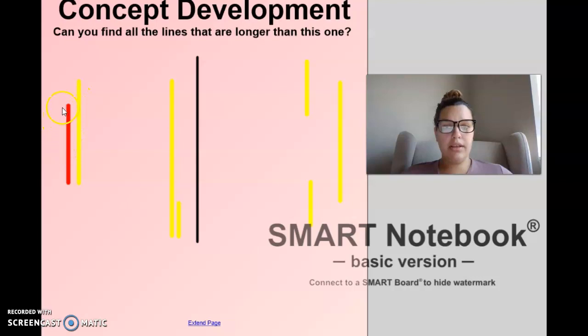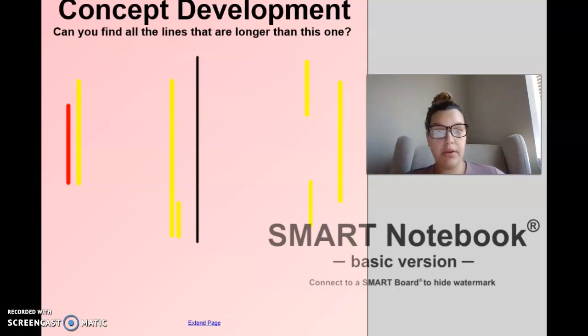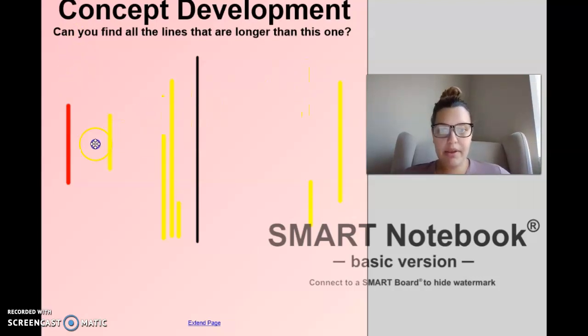So would I say the yellow line is longer than the red line? Or would I say the red line is longer than the yellow line? The yellow line is longer than the red line. Very good. Okay, we have 3 more. Is this yellow line longer than the red line? It is not. The red line is longer than the yellow line.